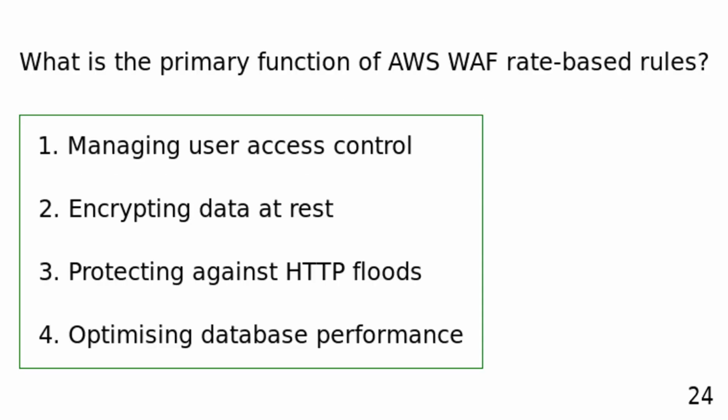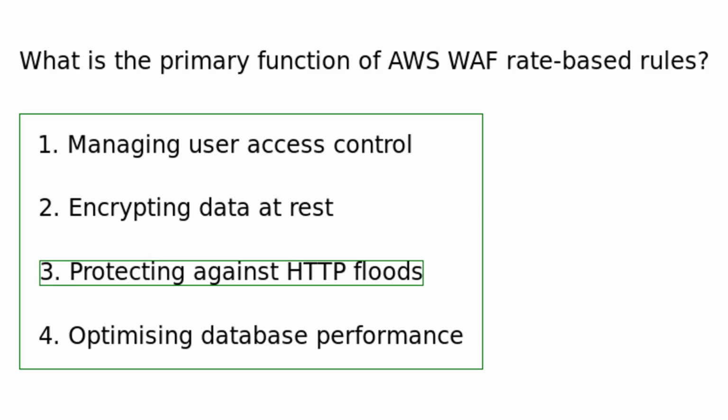What is the primary function of AWS WAF rate-based rules? Managing user access control. Encrypting data at rest. Protecting against HTTP floods. Optimizing database performance. The primary function of AWS WAF rate-based rules is to protect against HTTP floods by setting thresholds for the number of requests a client can make within a specified time frame.